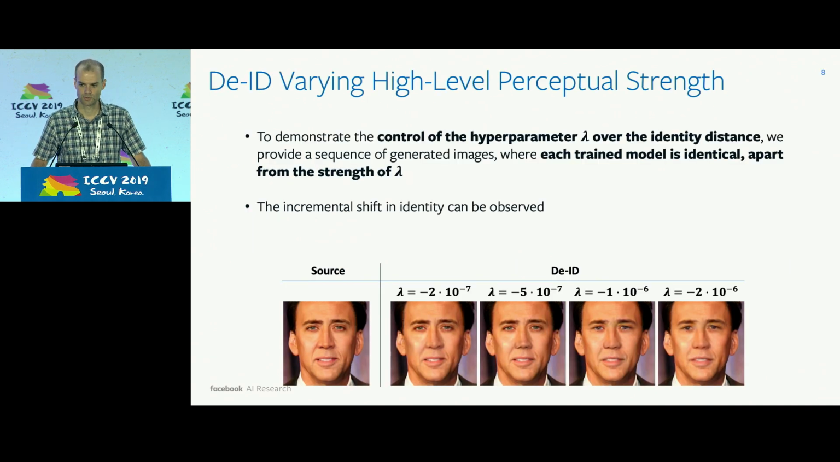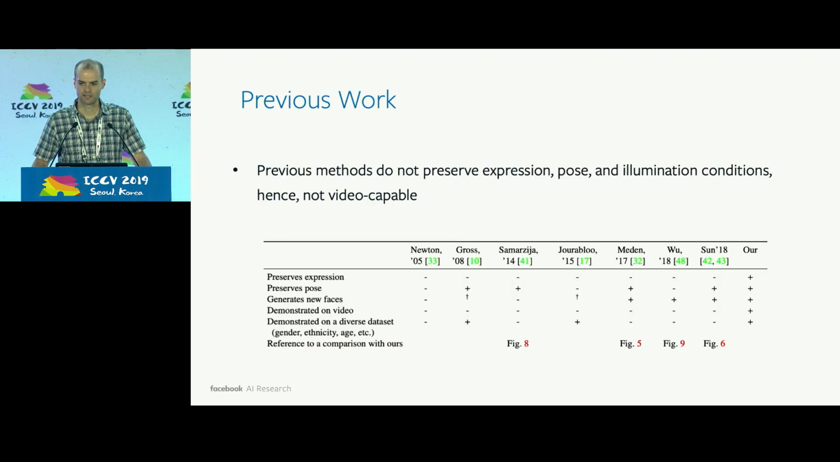To provide further intuition as to what it means to distance the identity of a person, we demonstrate our ability to control the hyperparameter lambda, which is the distance magnitude. Given the source image on the left, the gradual shift in identity can be seen as we progress to the right, which correlates to a stronger lambda. This method is the first one to be demonstrated on video, as it is the only one to preserve the pose, expression, and illumination conditions, and produce natural-looking faces in high resolution.